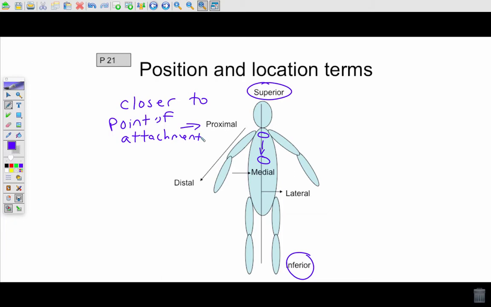Okay. We have to relate these to something. You can't just say my proximal arm. You would say, for example, that the wrist is distal to the elbow, but the elbow is distal to the shoulder. Another example, say your knee is proximal to your ankle, but distal to your hip.